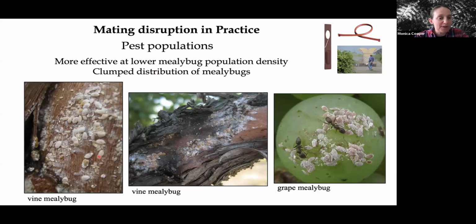So I have a little Where's Waldo for you. There is actually a male mealybug in this photograph. So there's a male mealybug there in among all of these females. So again, probably not even going to disperse, and it could mate with at least 10 females just within that area.